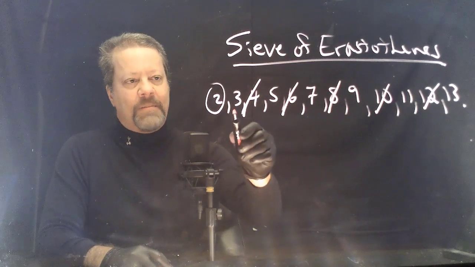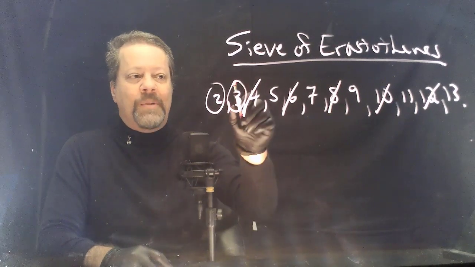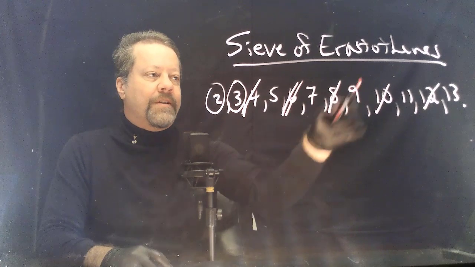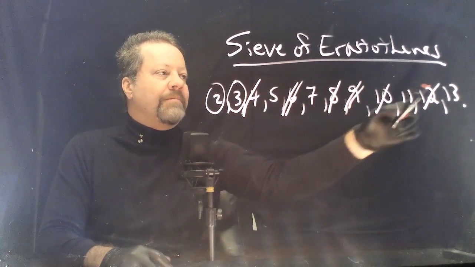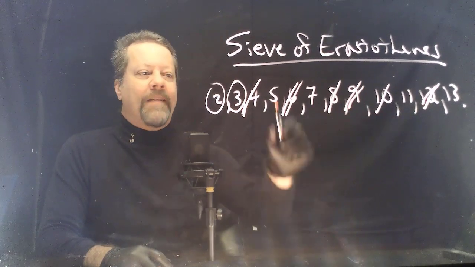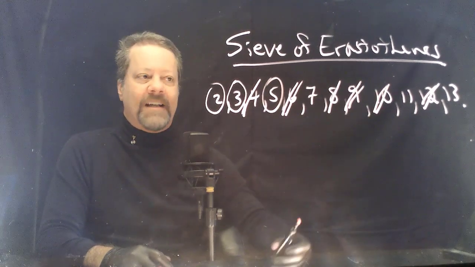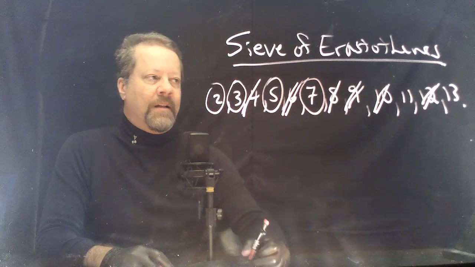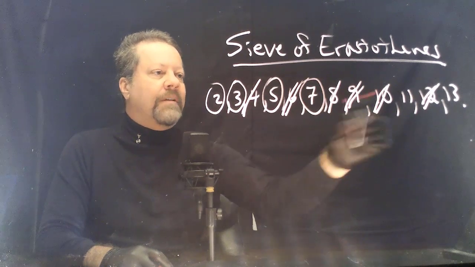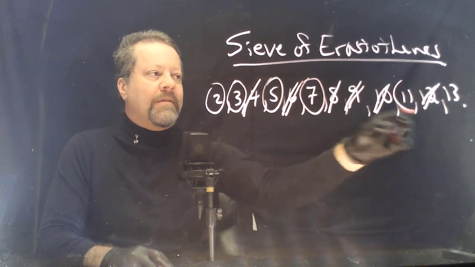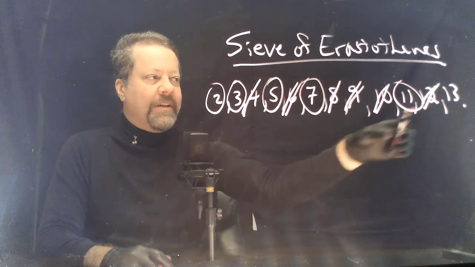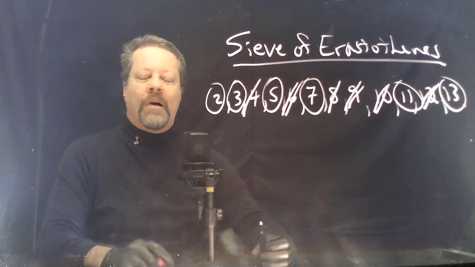The next number you encounter will be a prime, but you have to cross off all those that are divisible by that number. And then the next number will be a prime. But then you cross out all those divisible by that number. The number after that will be prime. No more 7s to cross out. 11 is prime, and 13, these are all primes.